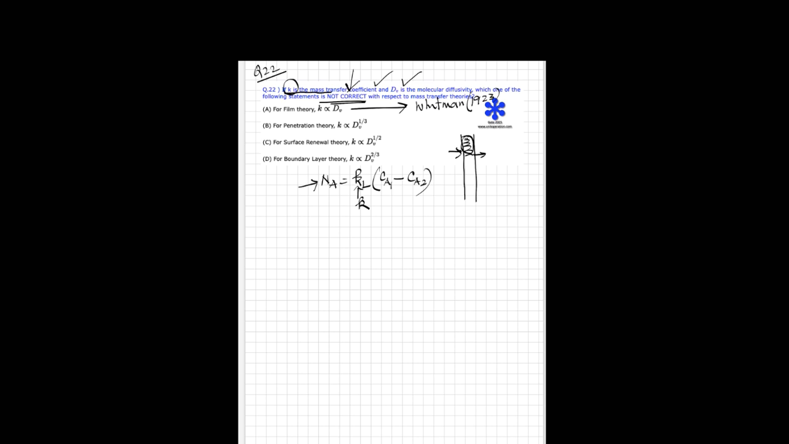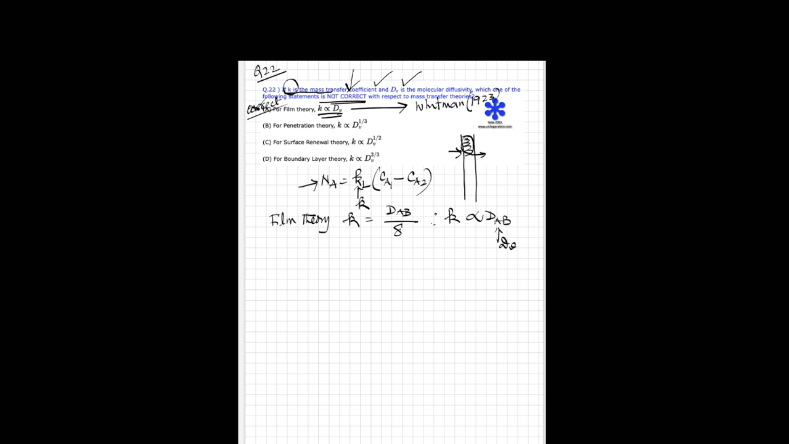So we know according to film theory, K is equal to dAB over delta, and therefore K is proportional to dAB. So this is one, and dAB is written here as dV. So this particular one is correct.